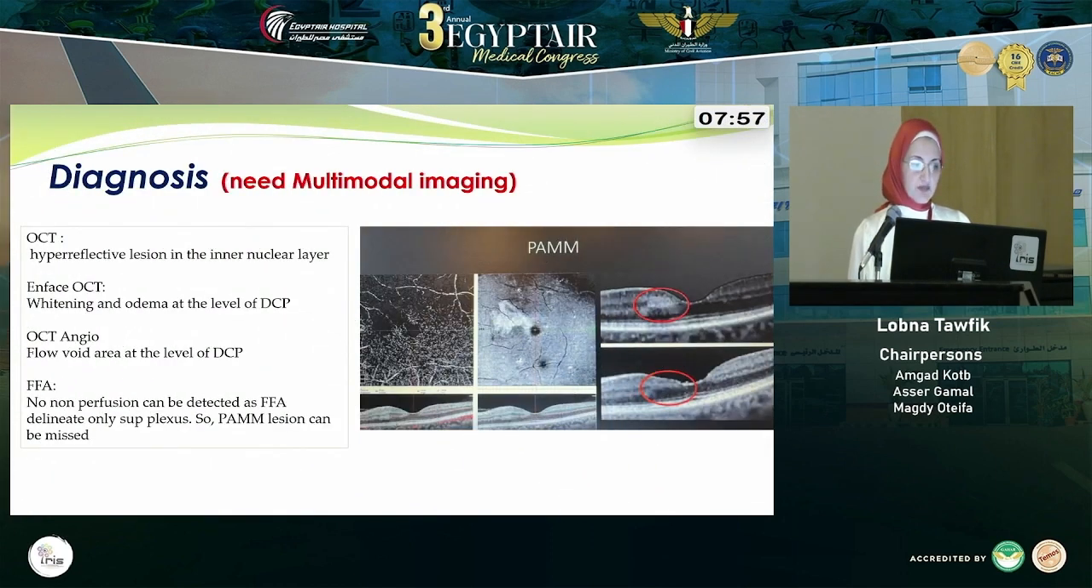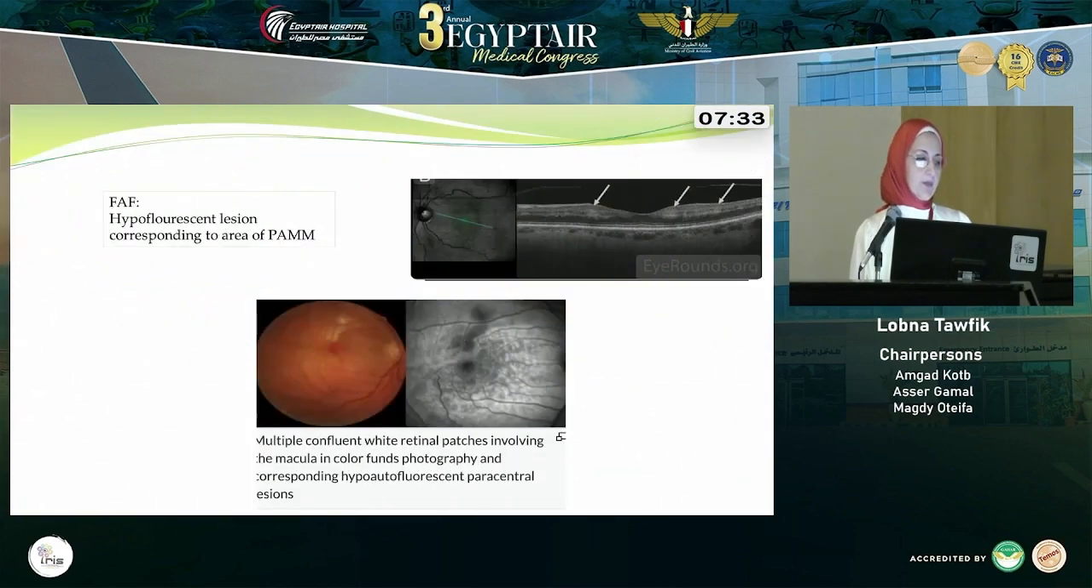Diagnosis needs multimodal imaging. The OCT reveals a hyperreflective lesion in the inner nuclear layer. On en face OCT, there is whitening and edema at the level of the deep capillary plexus. On OCT angiography, there is a flow void area at the level of the deep capillary plexus. On fundus fluorescein angiography, no non-perfusion can be detected, as fundus fluorescein angiography delineates only the superficial plexus, so PAM lesions can be missed. On fundus autofluorescence, there is a hypofluorescent lesion corresponding to the area of PAM.